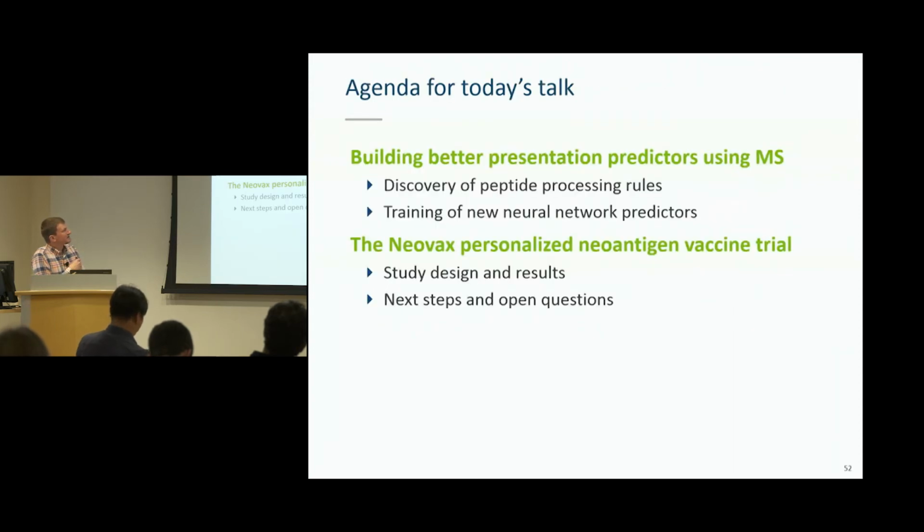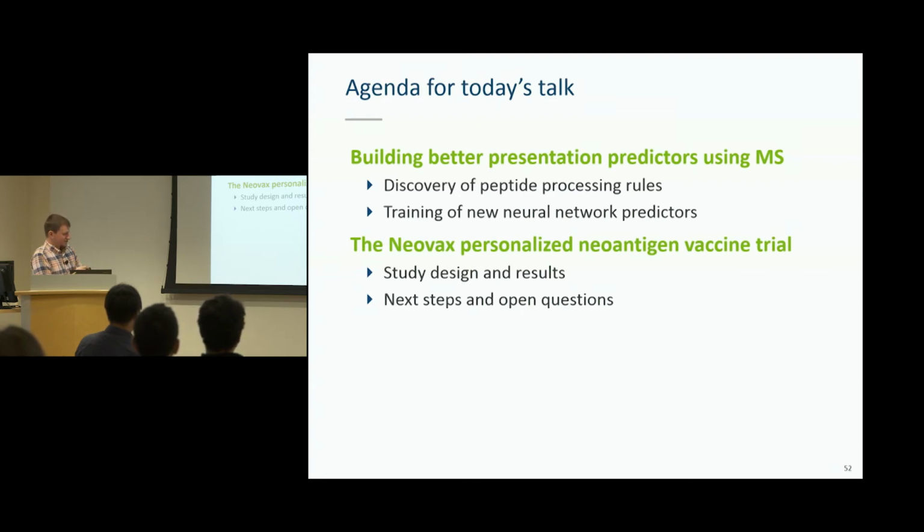Okay, so for today's talk, we're going to talk about how we've tried to get better at predicting which mutated peptides, of all the mutated peptides that are present, are the ones that are best to target with the vaccine, because practically speaking, we can only probably target about 20 different peptides with the vaccine. And within that, what's been really important is the discovery of peptide processing rules. We're also going to talk about how we've trained new neural networks to be even better at predicting these peptides than previous state-of-the-art tools.